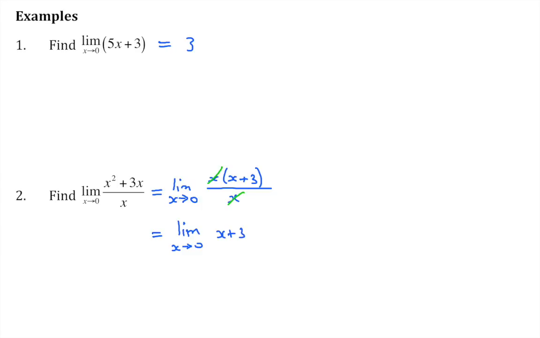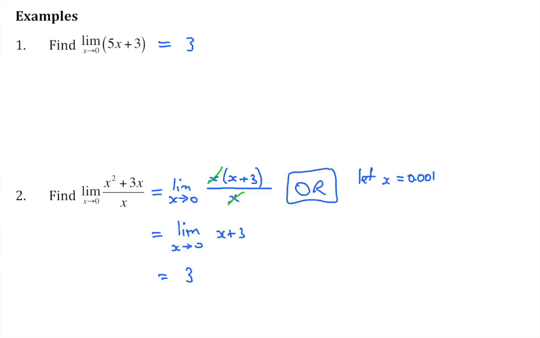Can I let x actually equal 0 now? You get 0 plus 3, that makes sense. The answer is 3. Here is a second method you could use. Now if I'm going to say let x approach 0, that means x is a number close to 0. So we might say something like this. Let x equal 0.001. That's a number close to 0. If I wanted it to be closer, I'd go 0.00001, but that's a number close to 0.